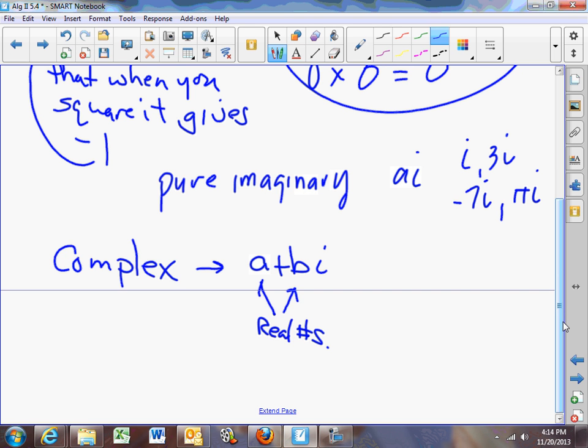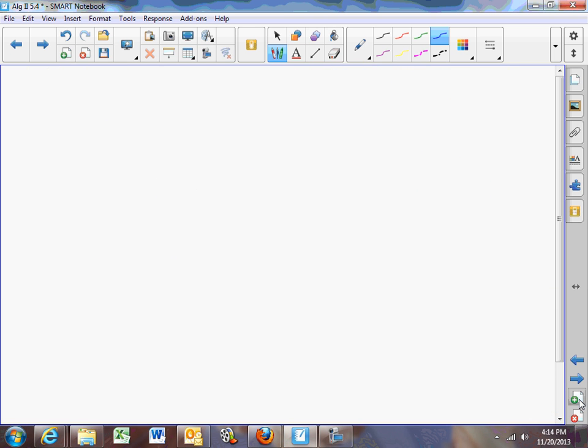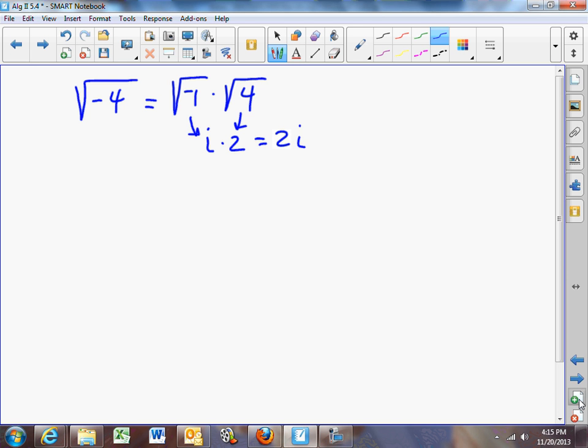The first thing I would like to point out is that when you have a negative sign under a square root, for example, the square root of -4, this is really the same thing as the square root of -1 times the square root of 4. We're allowed to split a radical up through a multiplication sign, and we know that the square root of -1 is i by definition, and the square root of 4 is 2, so we get 2i.